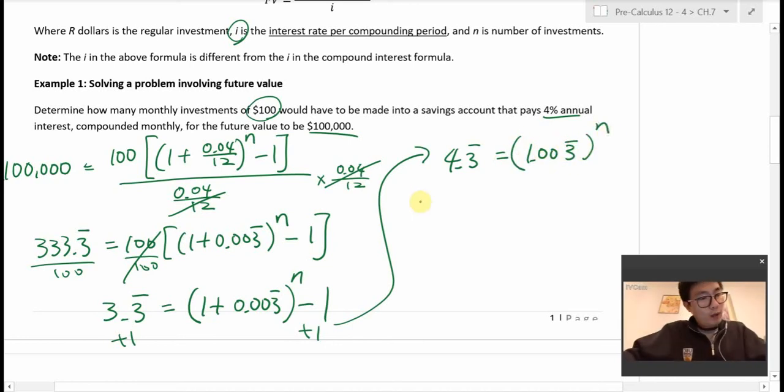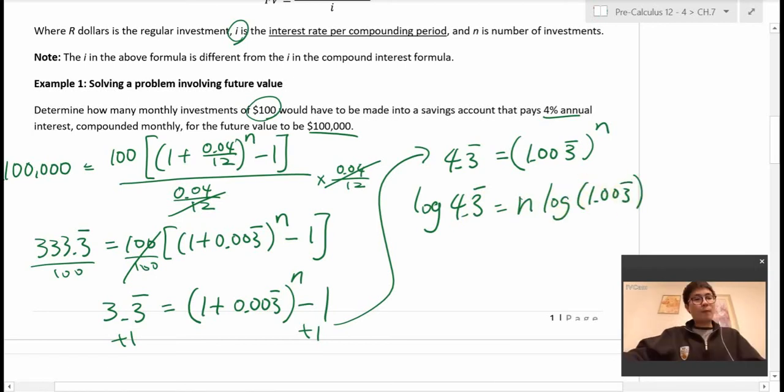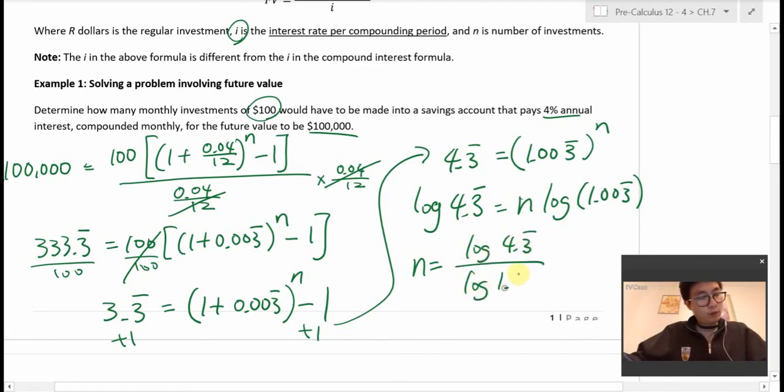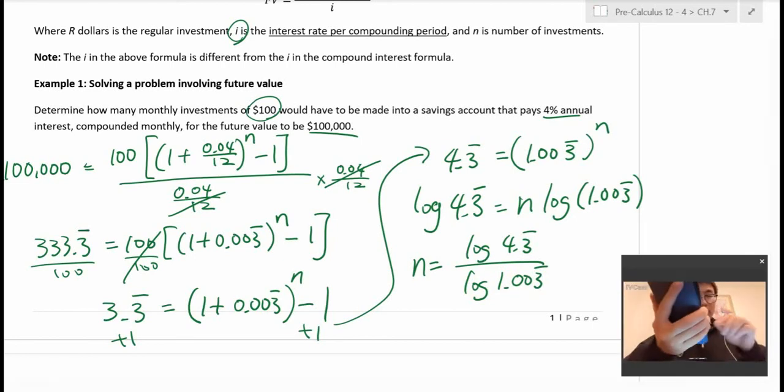We can solve for n by taking the log on both sides. So log 4.3 repeating is equal to n log 1.003 repeating. Okay, so to solve for n, that's going to be log 4.3 repeating divided by log 1.003 repeating. So on the calculator, I think we can get to this 4.3, not a problem. So I'm going to divide by 100 on my calculator and then plus 1. Okay, so I can take log of that, not a problem.